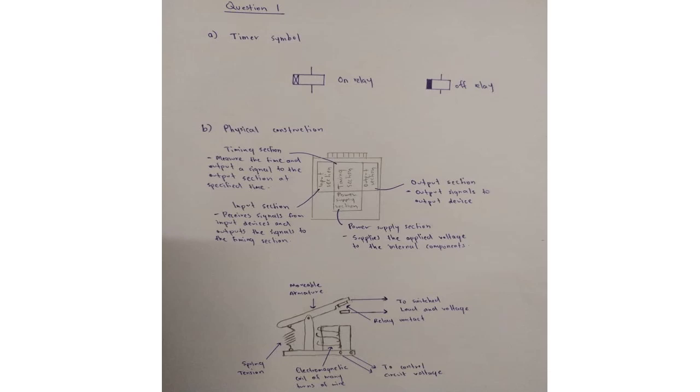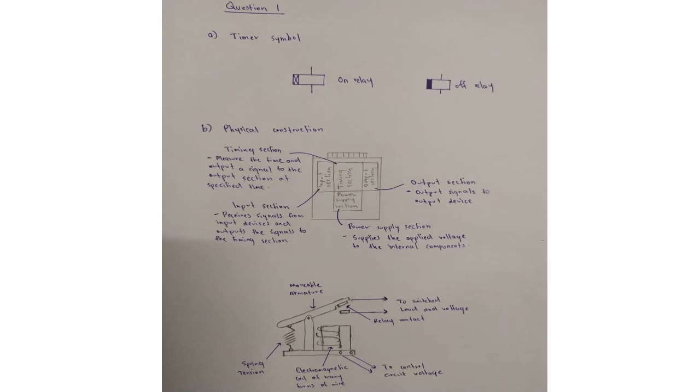So this is the test for question 1A. This is a timer symbol. This one is for on and this one is for off in the symbol in the circuit. So this is the physical construction. It contains input, timing, output and power supply.